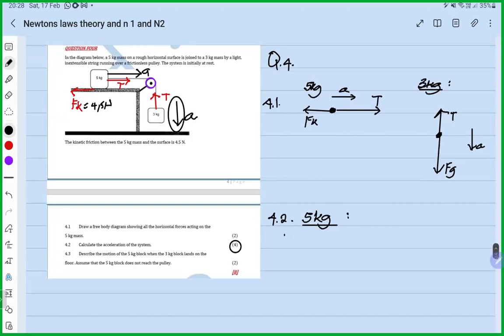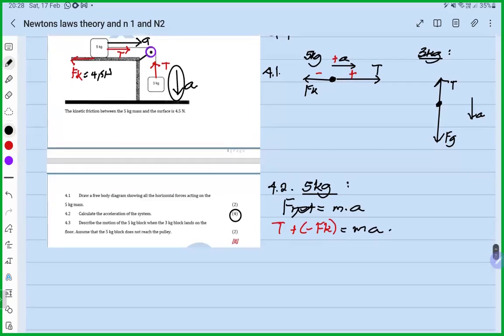So for the 5 kilogram, we're going to go F net equals MA. I just want to quickly point out something that I told you guys quite often. If it's accelerating to the right, you let the forces to the right be positive, and the forces to the left will be negative. So your net force here will be T plus minus your Fk, and that equals MA. We don't know the tension. We know the kinetic friction was given to us to be 4.5. And that's going to be 5A.